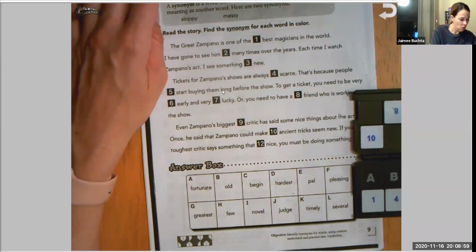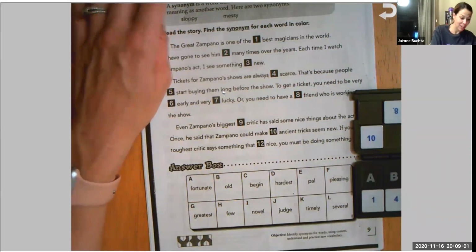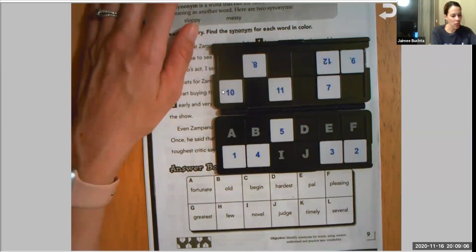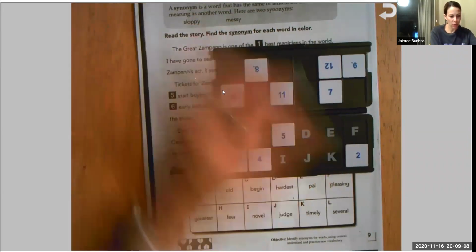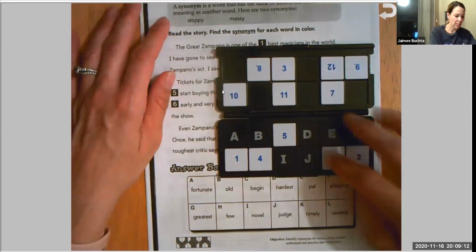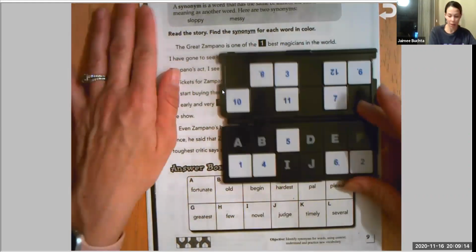All right. Well, early is again talking about time. And I actually think maybe I got number 3 wrong. So I'm going to take number 3 and move it back to my top. And I think 6 is timely. All right. I'll figure out number 3. I'll come back to it later.